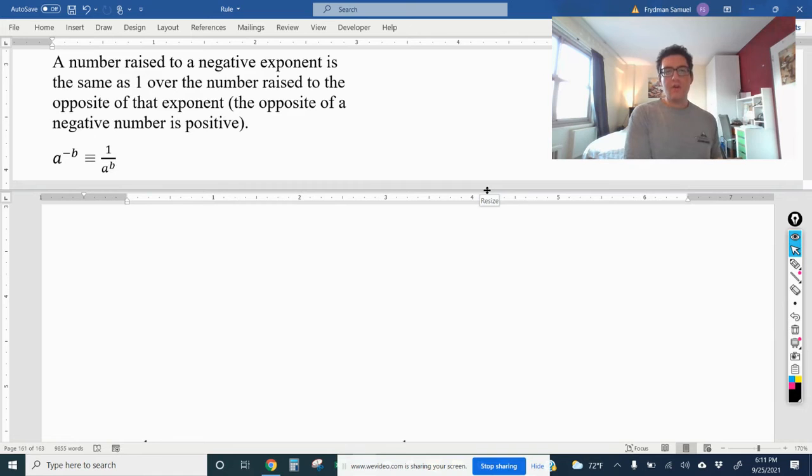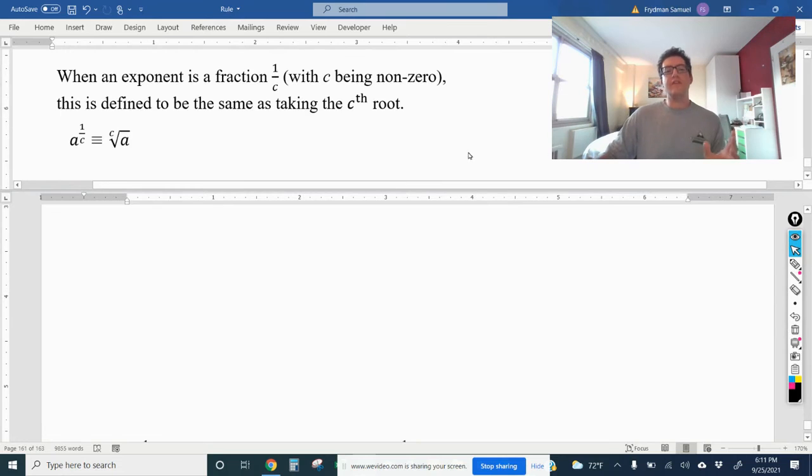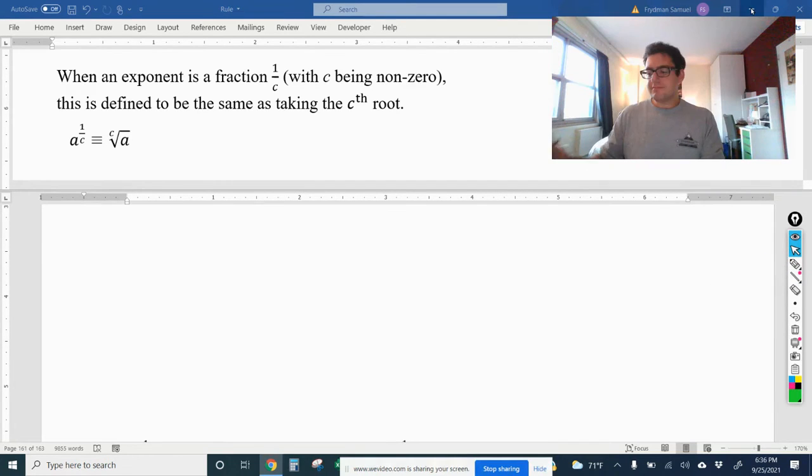What we need to know now is what it means for an exponent to be a fraction. So here is the way that has been defined. Let's start with a fraction where the numerator is 1. When an exponent is a fraction, 1 over c, where c is just some number which is not 0, this is defined to be the same as taking the cth root. So a to the 1 over c is defined to be the cth root of a. So let's do a couple of examples.